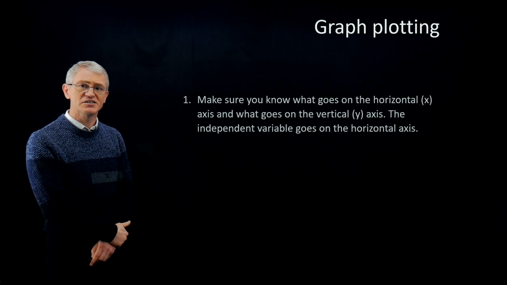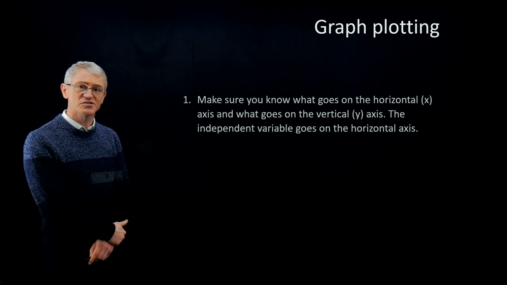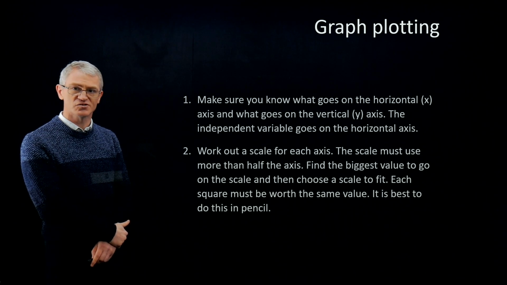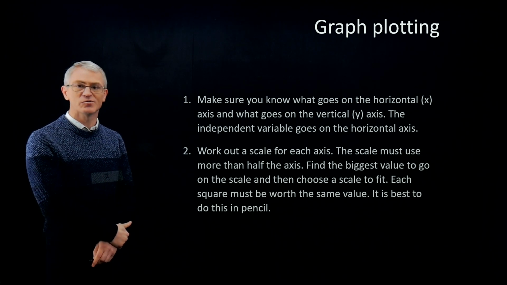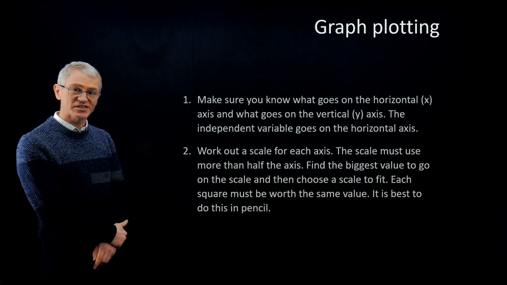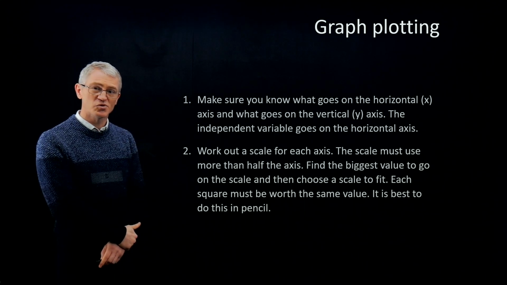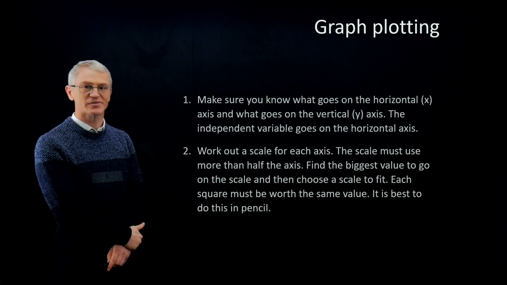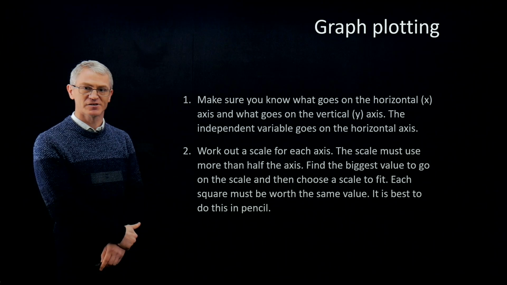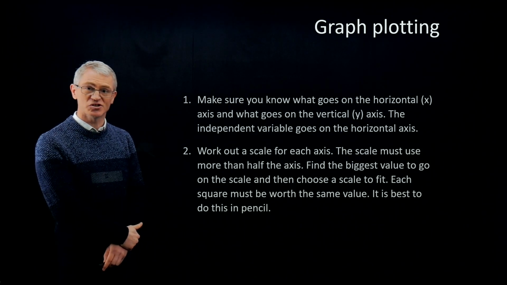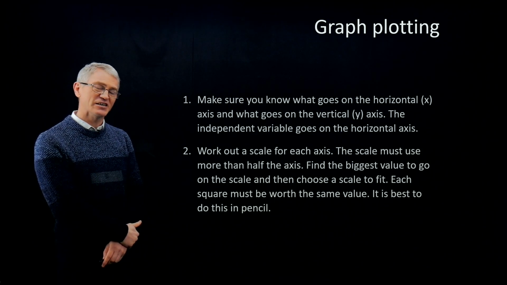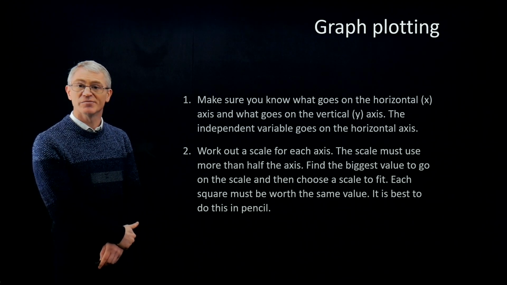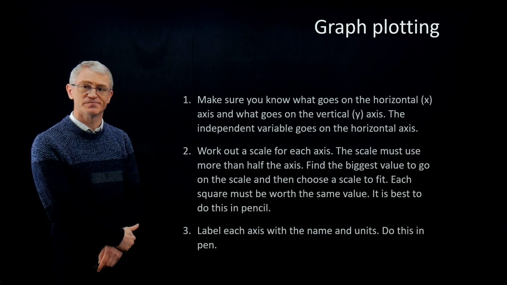You need to make sure what goes on the horizontal axis and what goes on the vertical axis. Remember, the independent variable goes on the horizontal axis, which means the dependent variable goes on the y. Work out the scale. The scale must be more than half the axis. Basically, it must fill at least half the paper that you are given. That's really important. Don't make it small. If it's done perfectly, the scale should fit the entire page. Each square must be the same value, and do it in pencil.